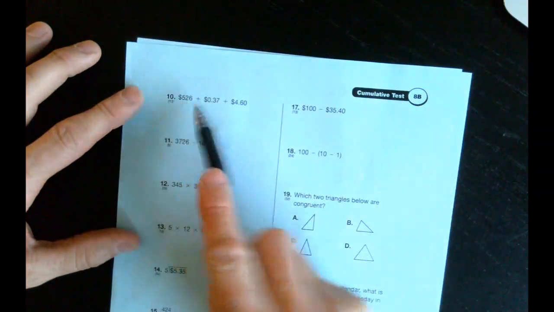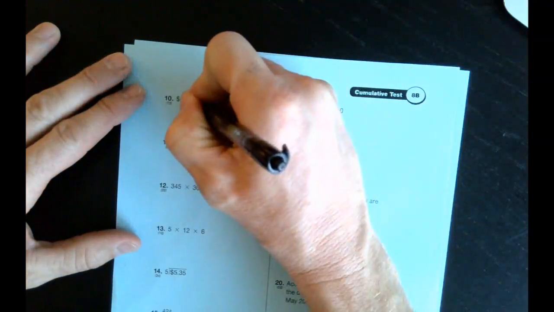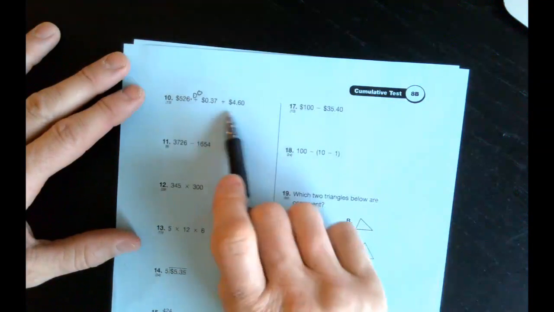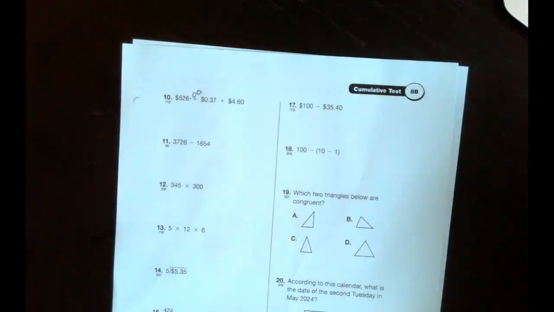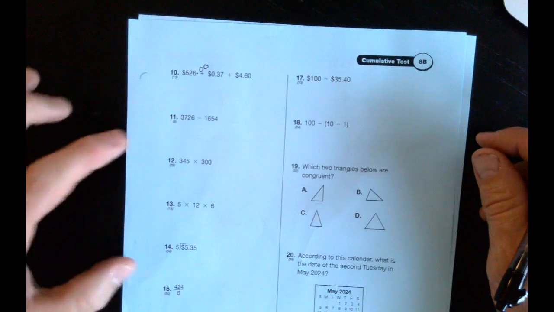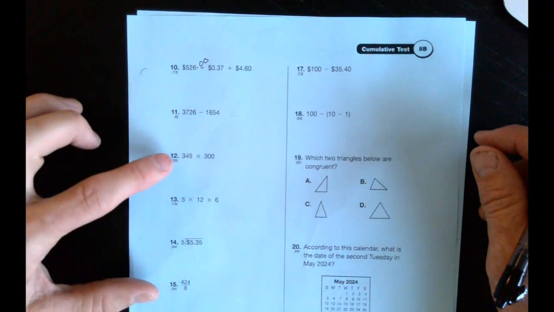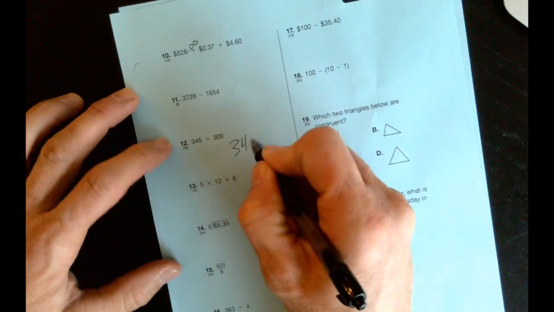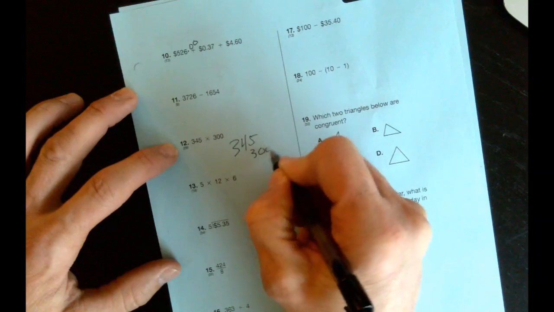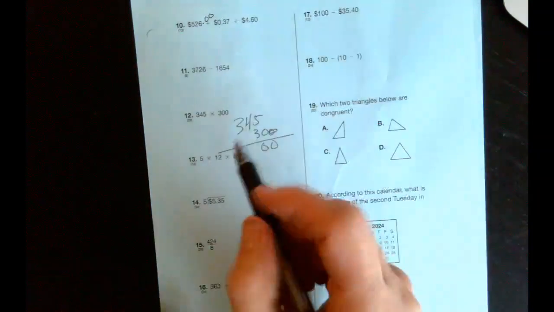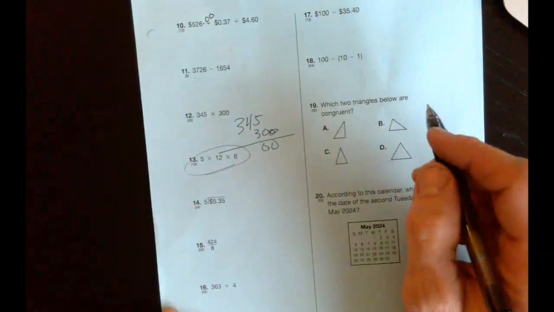We got $526.00 plus 37 cents plus $4.06. Remember to line up the decimal points. We're going to subtract here. We can hang the zeros out when you multiply this one and bring those zeros down. Here you got three numbers that you're going to multiply.